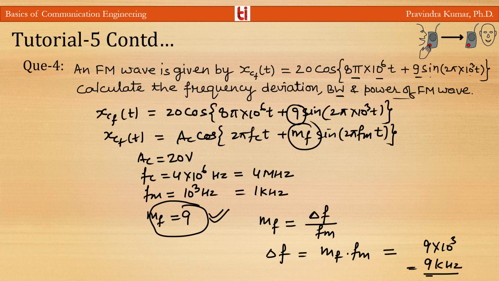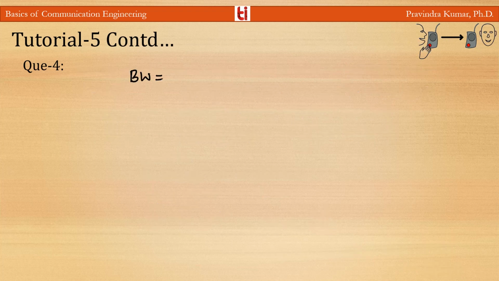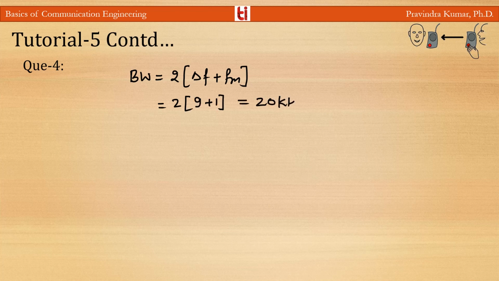So the frequency deviation is 9 kilohertz. And now we can find out the bandwidth. For a wideband system we can use Carson's rule, which is 2(Δf + fm), and it will be equal to 2(9 + 1), which is 20 kilohertz. So the bandwidth for this wideband FM system is 20 kilohertz.